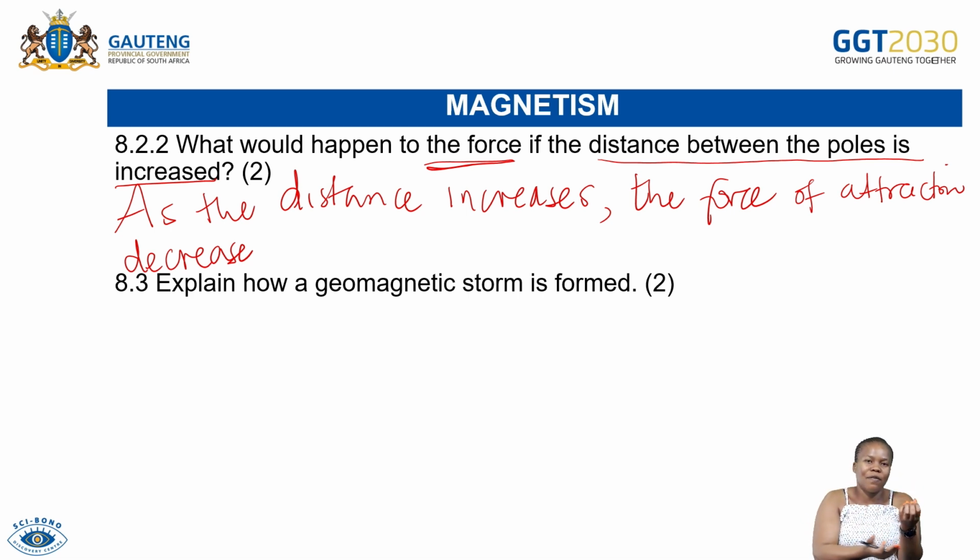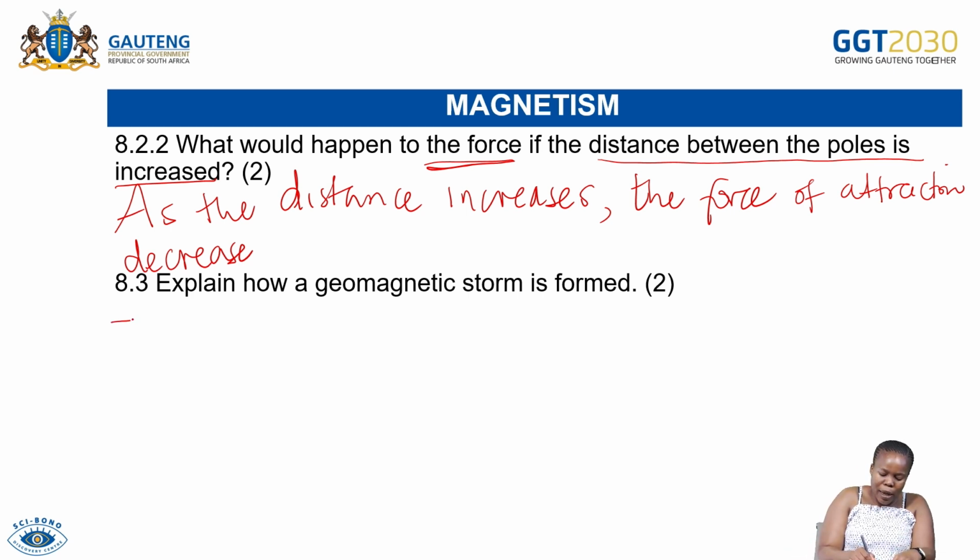As this large bubble made up of protons as well as electrons moves towards the earth, it then joins up with the earth's magnetic field, which releases a large amount of energy, like an explosion kind of thing. Okay, so that is how geomagnetic storms are created.